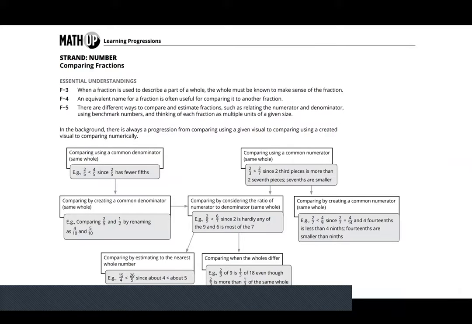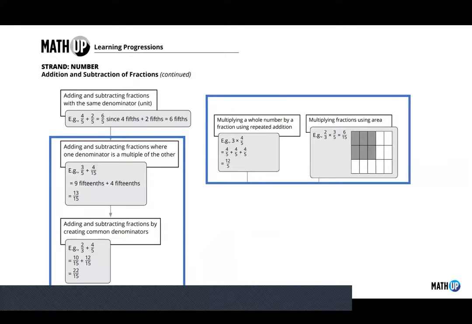That's why it's a little more visual, how you can compare from using the common denominator to unlike denominators, and then it works from there using a common numerator and then a common denominator, sorry. And then we get into addition and subtraction. The parts in the blue boxes where I put the blue around it, that just shows you where we're looking at specifically in grade 6, where we're adding and subtracting fractions where one denominator is a multiple of another.